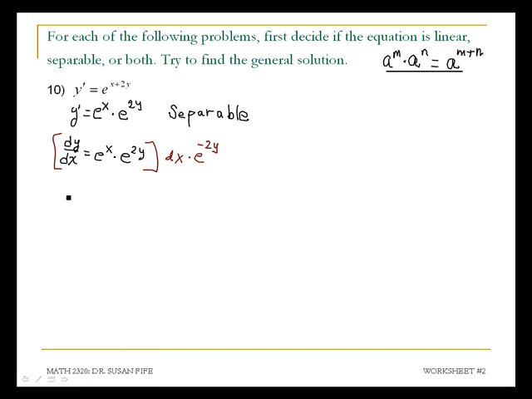Okay, so multiplying through by dx and e to the negative 2y will give me e to the negative 2y dy equals e to the x dx.